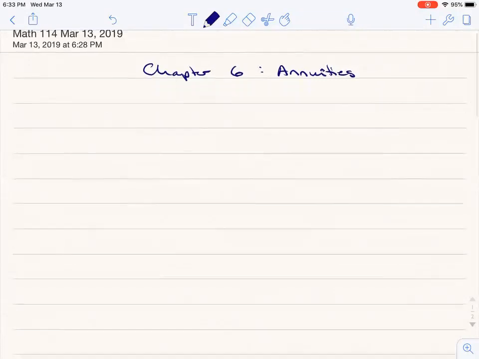So chapter 6 is on annuities. Kind of messed up my spelling there. And section 6.1, and like I said, we're just doing 6.1 and 6.2 today, in case you've got a progress bar in your mind going on. So 6.1 is on effective and equivalent interest rates.